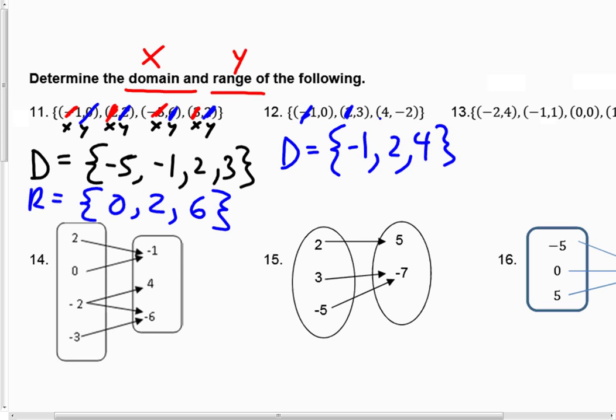-1, 2, 4. Range. What's the lowest range? -2. Then what? 0. Then 3. Are these pretty easy? We're just looking at notation. But I'm going to be particular about lowest to greatest.